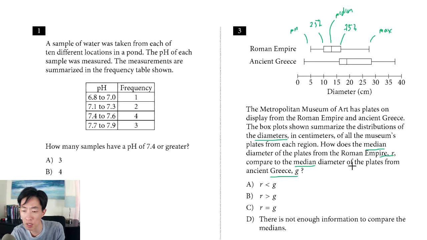So the question is asking, how does the median of the Roman Empire compare to the median of the Greek plates? So the median of the Roman Empire, we can write out the number. It's about 12, I'm going to guess, because it's right in the middle. And the median of the Greek plate, I'm going to guess, is about 18, because it's a little closer to 20. So how does Rome compare to Greece? Obviously, it's going to be choice A, because R is 12 and G is 18.